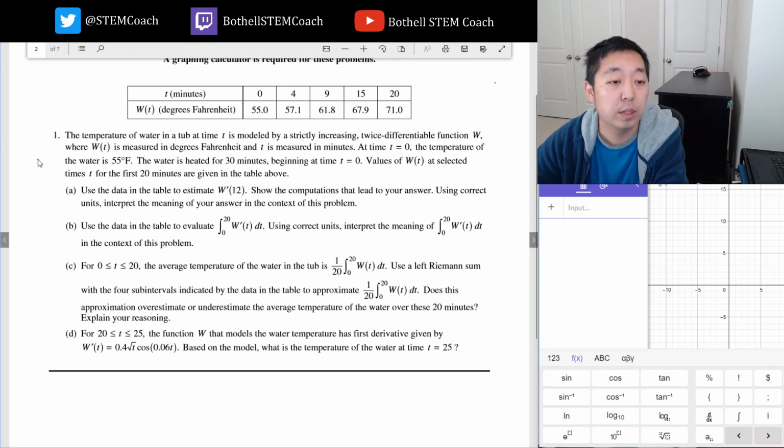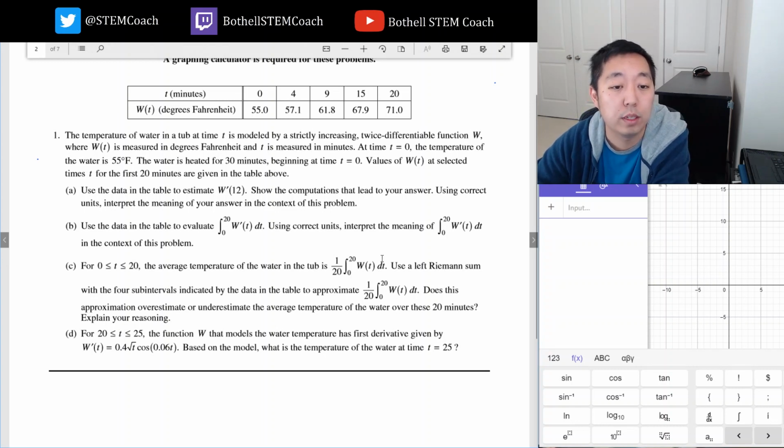The temperature of water in a tub at time t is modeled by a strictly increasing, twice differentiable function W, where W is measured in degrees Fahrenheit and t is measured in minutes. At time t equals 0, the temperature of the water is 55 degrees. The water is heated for 30 minutes beginning at time t equals 0. Values of W of t are selected. Use the table to estimate the derivative of W at t equals 12.